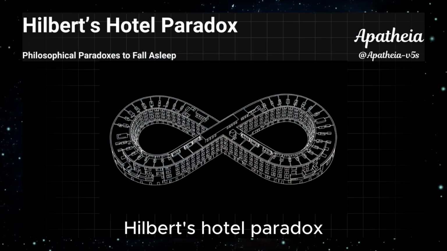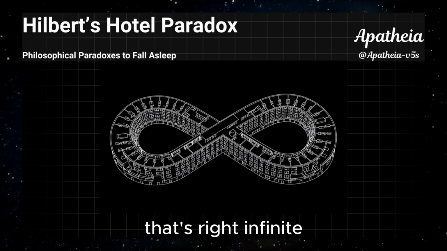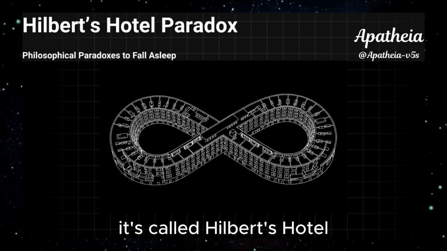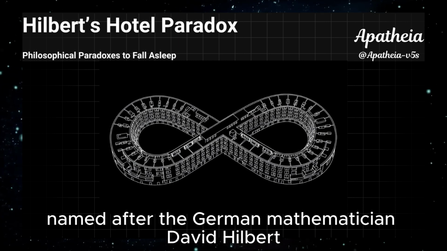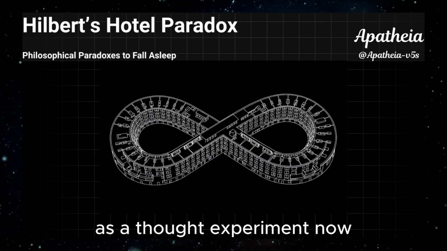Hilbert's Hotel Paradox. Imagine a hotel with an infinite number of rooms. That's right, infinite. The hotel stretches endlessly in both directions like something out of a dream. It's called Hilbert's Hotel, named after the German mathematician David Hilbert, who first proposed this strange idea as a thought experiment.